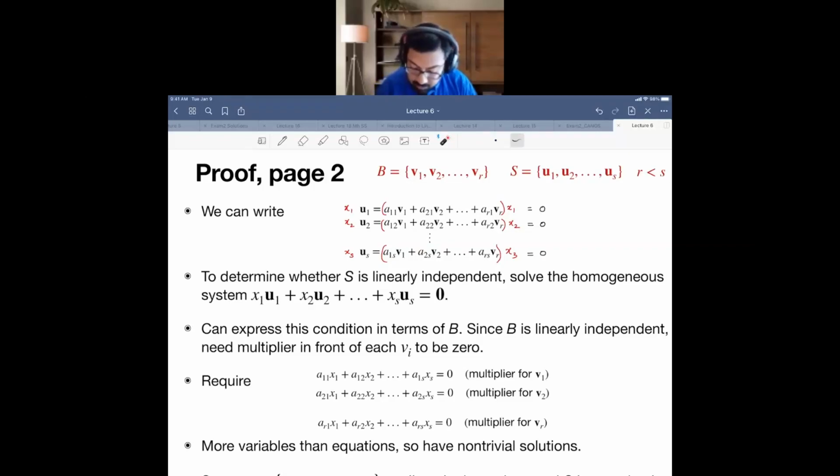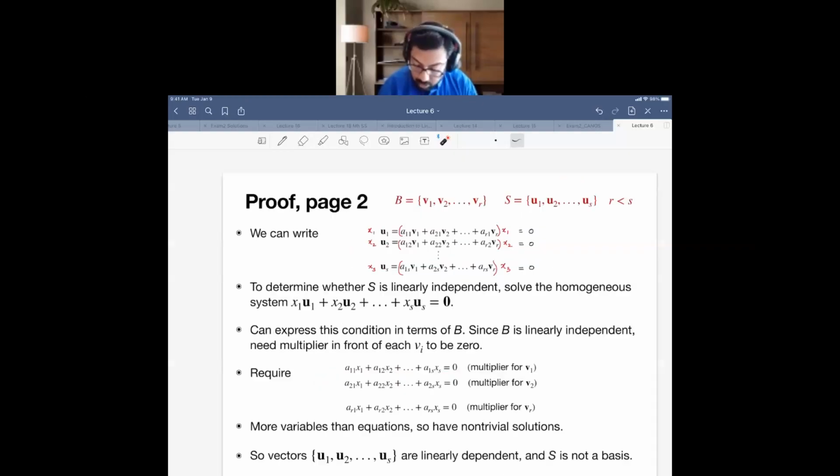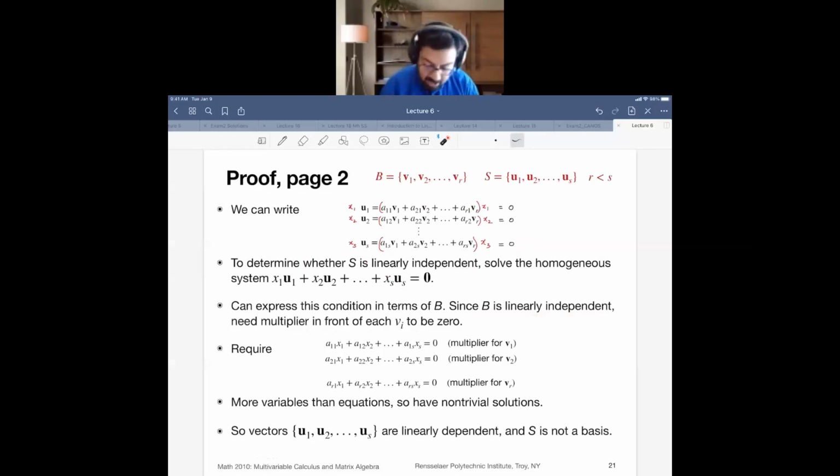So if you do some manipulation over here, if you look at the coefficients of the multiplier for V1, what are you going to get? You're going to get a11x1 plus a12x2 plus up to a1s xs. They are all getting multiplied by the V's. So if this has to give you a 0, then all of these are going to have to give you a 0, because of the fact that B is linearly independent. We said that if B is linearly independent, then all the V's are going to be linearly independent. So the only way is to get them to be a 0.